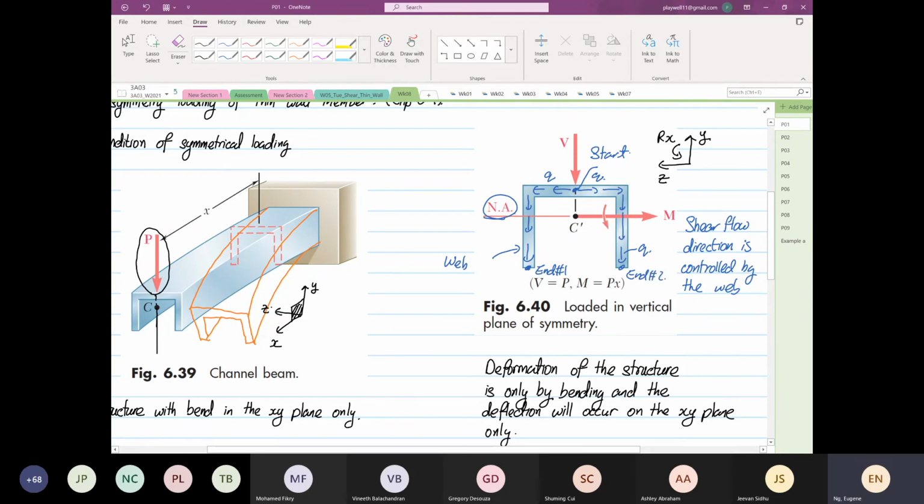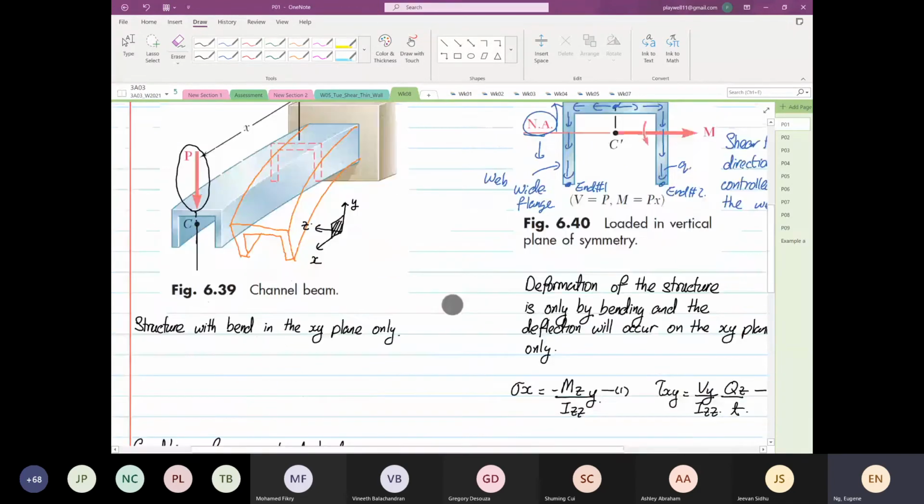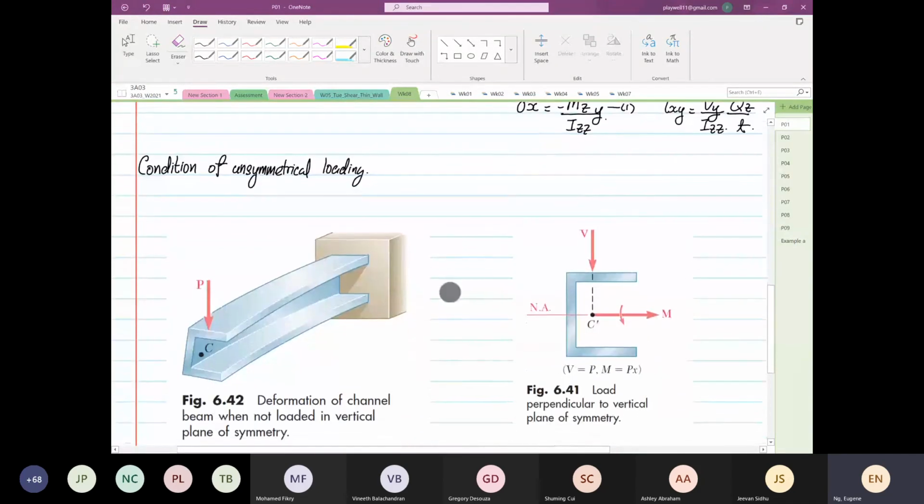So at the top, the analysis, just to recap, is a box beam. At the bottom is a wide flange. Just to recap with you guys. Now let's go to the condition of unsymmetrical loading.